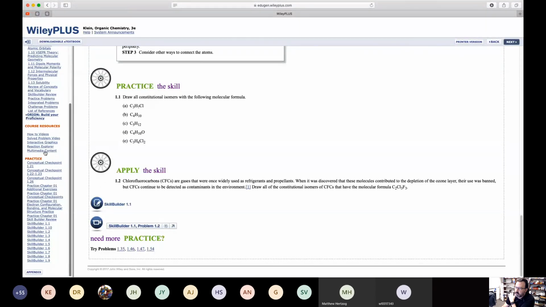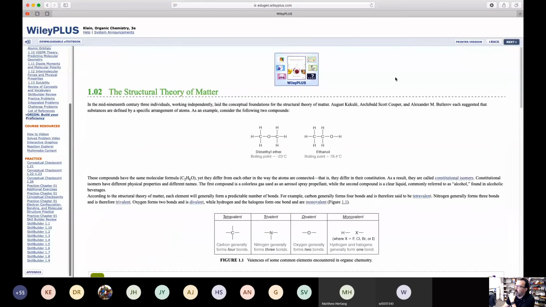So there's these other resources as well, and if you click here, it'll launch a different window. That's what you're paying for with the required course fees: not only this course textbook, but the access to Wiley Plus homework, and then these other resources, which are videos, solved problem videos, reaction explorers, multimedia content. So you get all this stuff. It's really up to you how much time you want to spend on that.